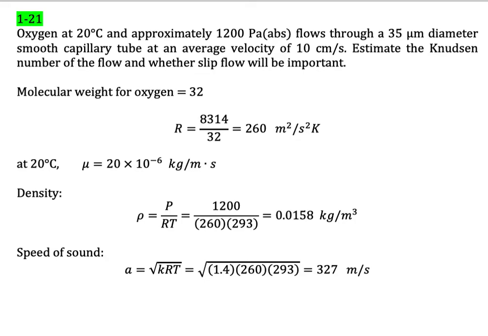So this is tutorial number 21. Oxygen at 20 degrees Celsius and approximately 1200 Pascal absolute. ABS is showing the absolute pressure. Okay, it flows through a 35 micrometer diameter smooth capillary tube at an average velocity of 10 centimeter per second. Estimate the Knudsen number of the flow and whether slip flow will be important.